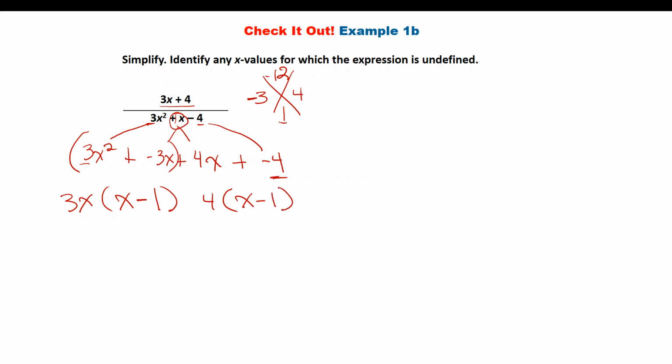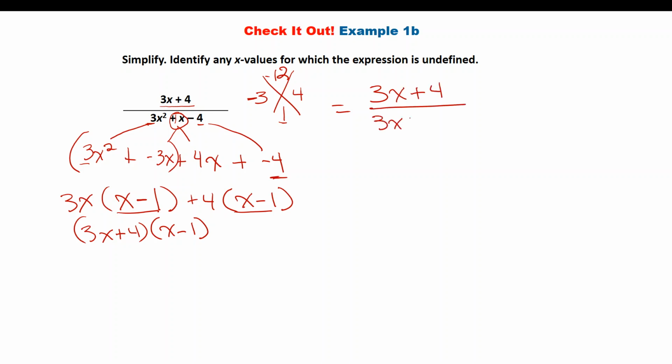So what I end up having is I can actually factor these out of my problem now. And so I'm going to have 3x plus 4 times x minus 1. So let's go ahead and write this all out so we can see it clearly. In our numerator, we have 3x plus 4. And in our denominator, we also have 3x plus 4 times x minus 1. And so, happy days, I can actually cancel these two out, leaving me with just 1 over x minus 1.